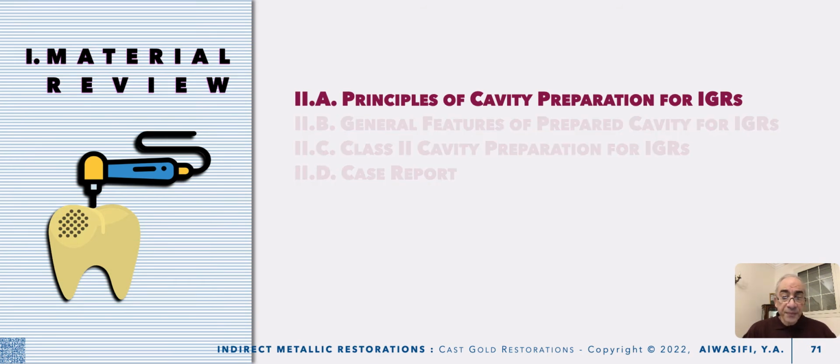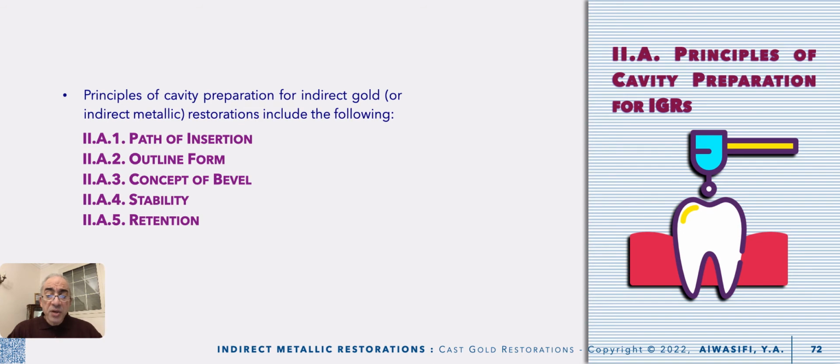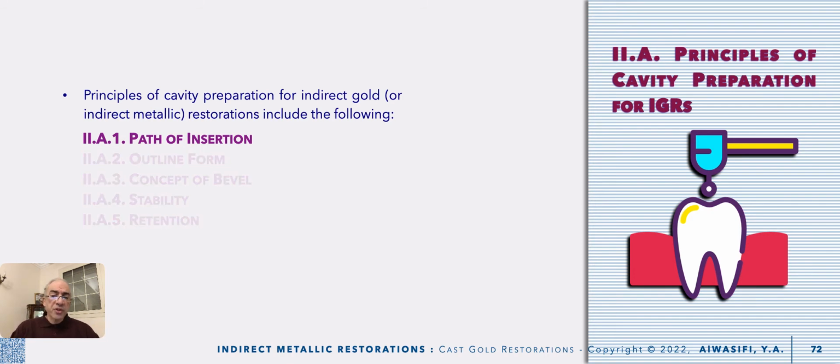Principles of cavity preparation for all indirect metallic restorations and mostly all indirect restoration, including path of insertion, outline form, the bevel, stability, and retention. Otherwise, all are the same as stated by J.B. Black and modified by other researchers in cavity preparation for all restorative procedure. Let us start by the path of insertion.